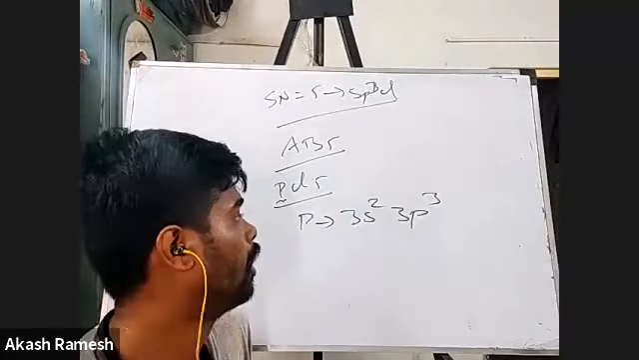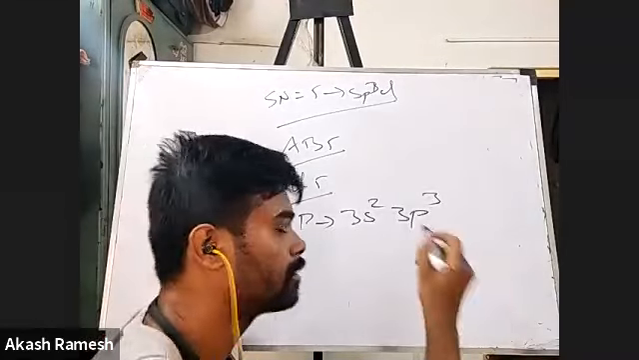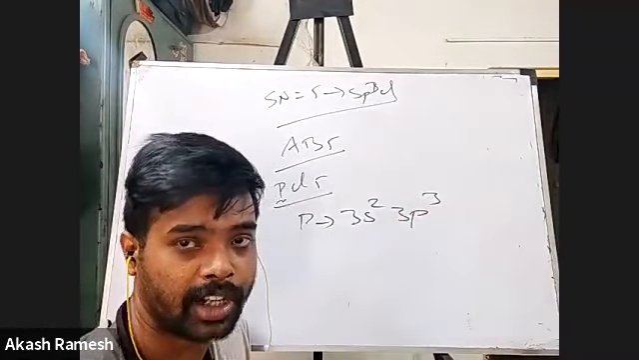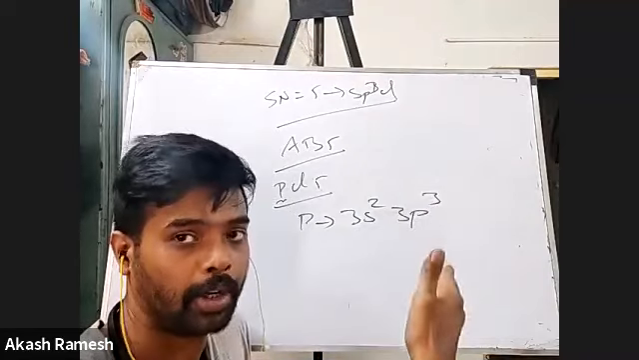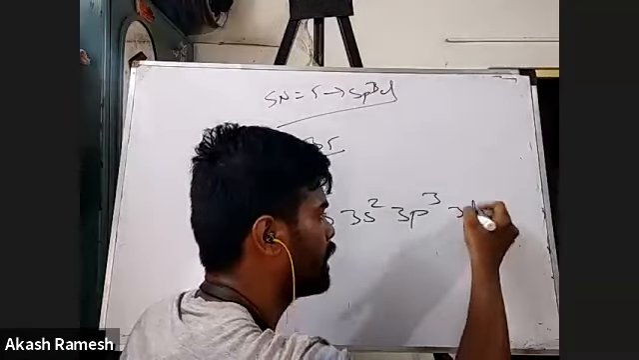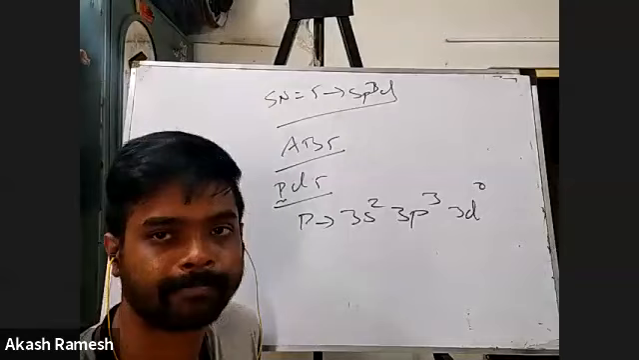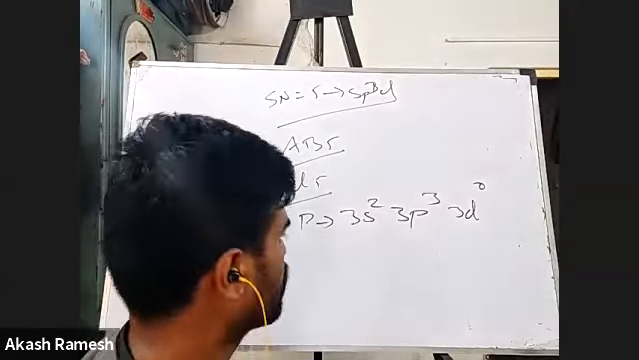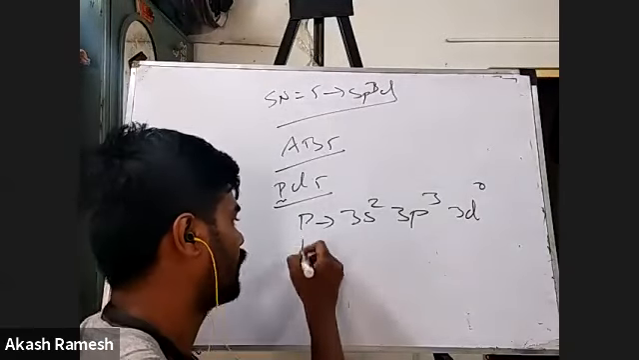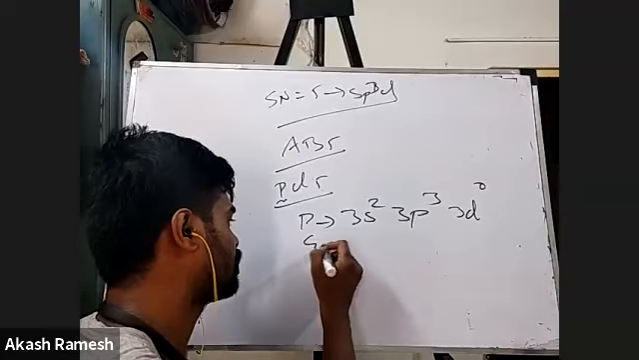Now, I have a 3d also, because it's now the third shell. Now I have a d orbital also. So I have a 3d also, but which is empty. Right. Now I'll go for the ground state and excited state.